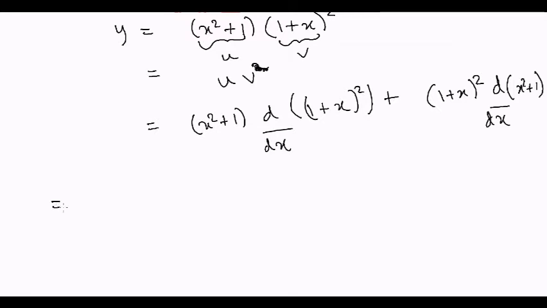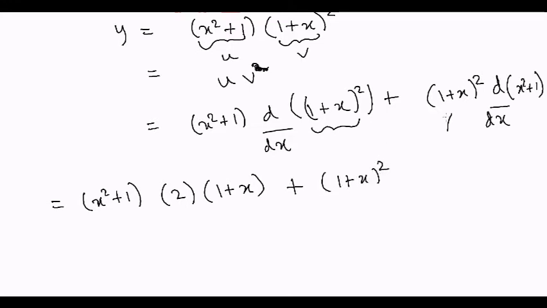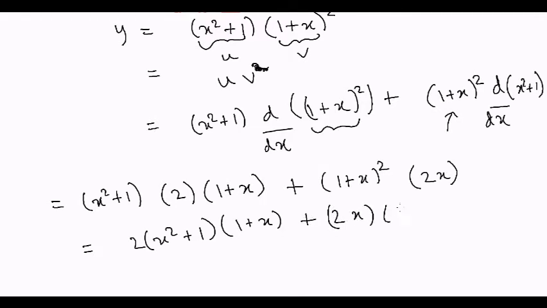Now let's start looking at differentiating the terms. So you have x squared plus 1, and then you have learned using the chain rule how to differentiate something like this. If you differentiate (1 plus x) squared, this works out to be 2 times (1 plus x). Now this is your first term, u times dv/dx. The second term is that (1 plus x) squared remains untouched, and then you have d/dx of x squared plus 1, which is 2x. So this works out to be (x squared plus 1) times 2 times (1 plus x), plus 2 times x times (1 plus x) whole squared. So basically this is how you use the product rule.